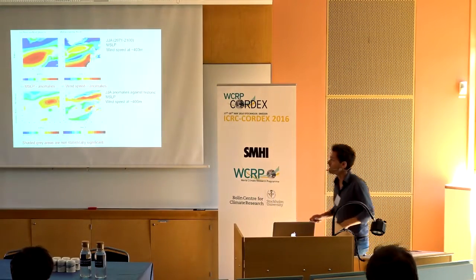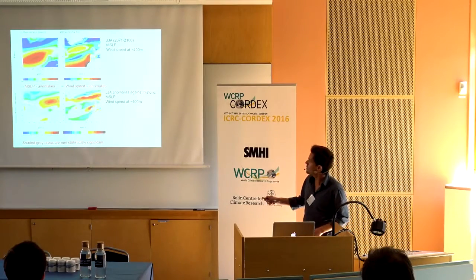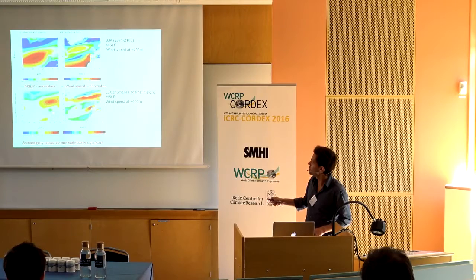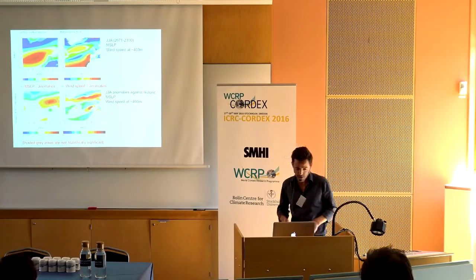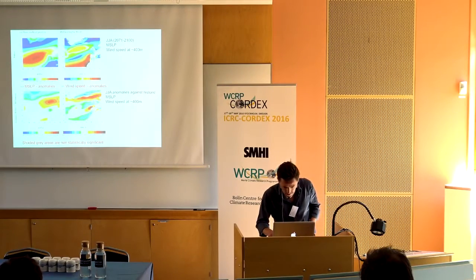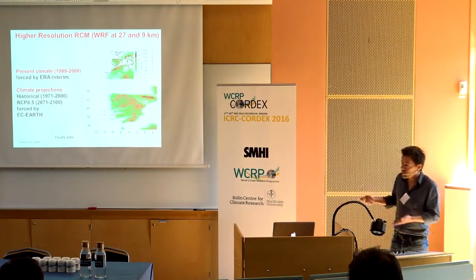And why do we see this increase? We can see here the anomalies of mean sea level pressure, and we see that we have more thermal low overland, and the extension of the anticyclone to the northwest of Iberia is increasing, and its intensity. But we need more resolution.